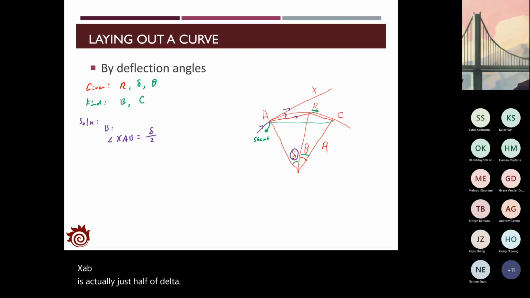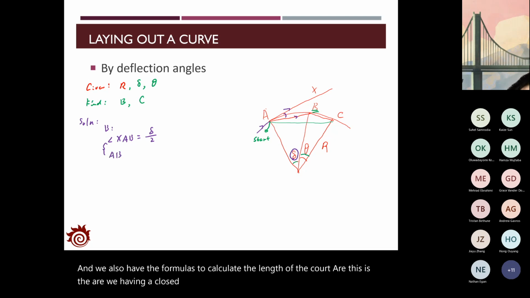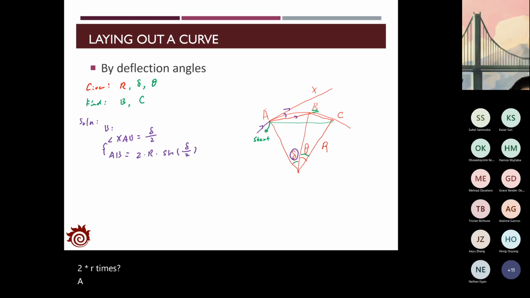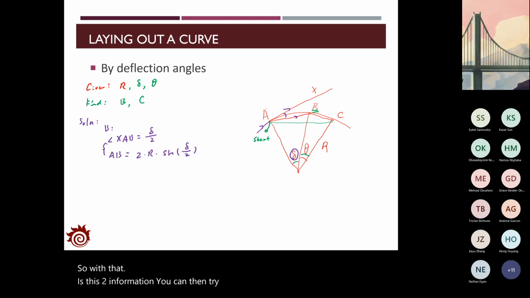We also have the formula to calculate the length of the chord. We have the closed-form equation to find the length of A to B. That is 2 times R times sine of half delta. You can go back to the previous lecture to see how this was derived. With these two pieces of information, you can then identify the location of point B.